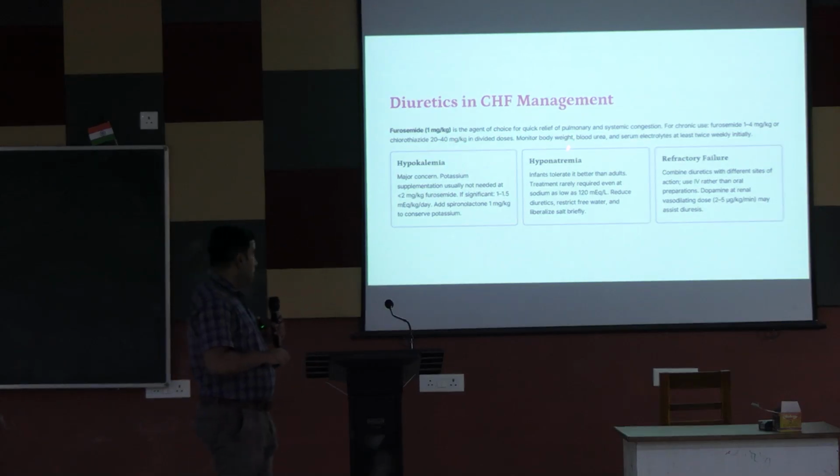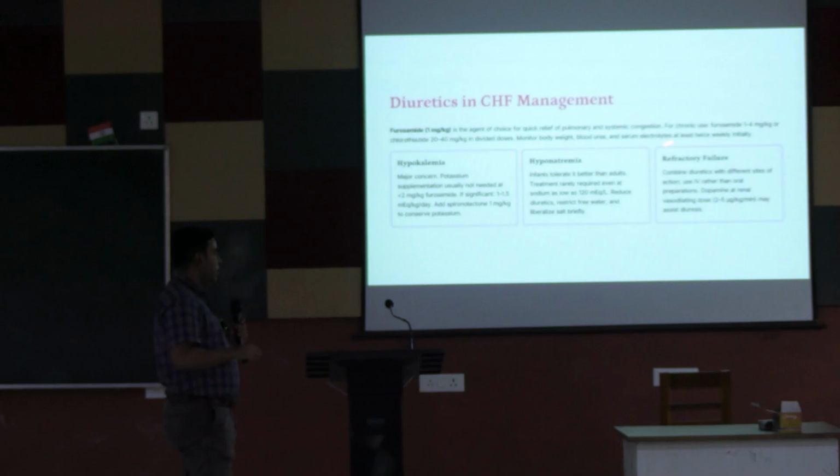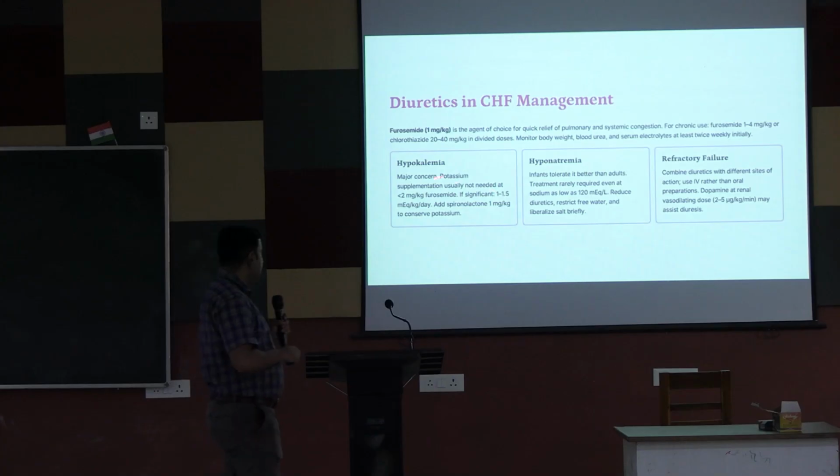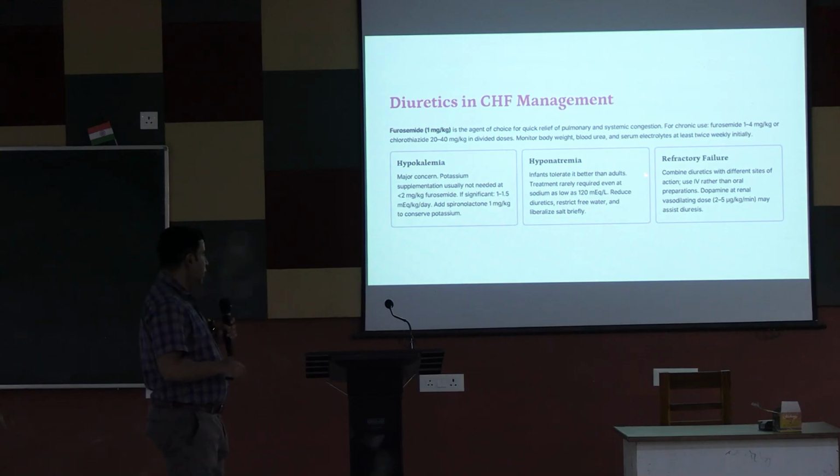We have to monitor body weight, blood urea and serum electrolytes at least twice weekly initially. Why? Because it will lead to hypokalemia. Furosemide leads to electrolyte imbalance. So we have to check serum electrolytes and blood urea, because hypokalemia and hyponatremia are the major concerns. If there is hypokalemia, we have to supplement potassium. If there is hyponatremia, we have to add sodium.